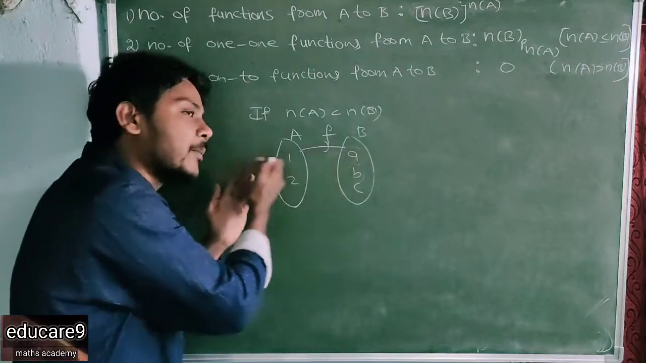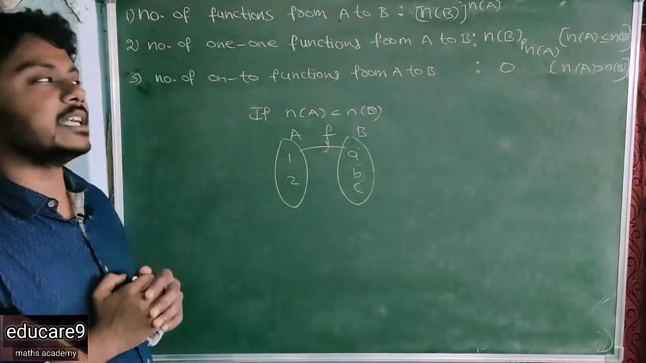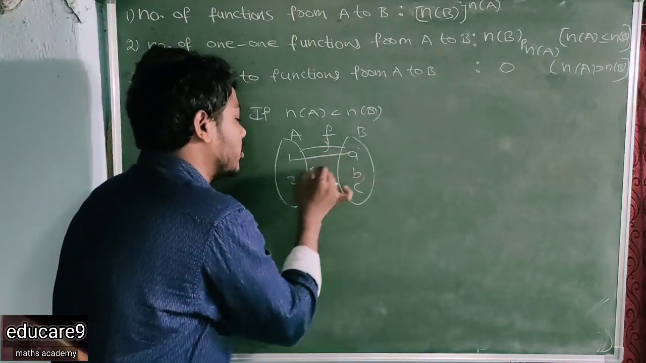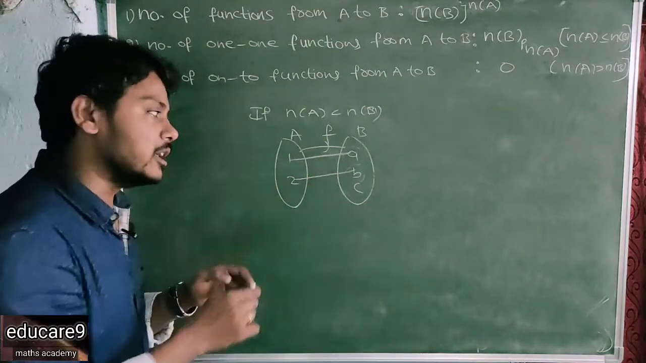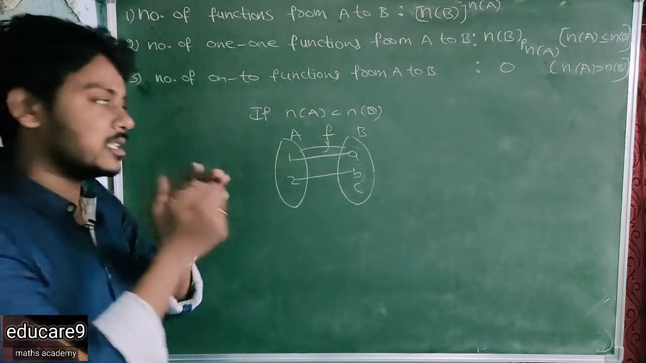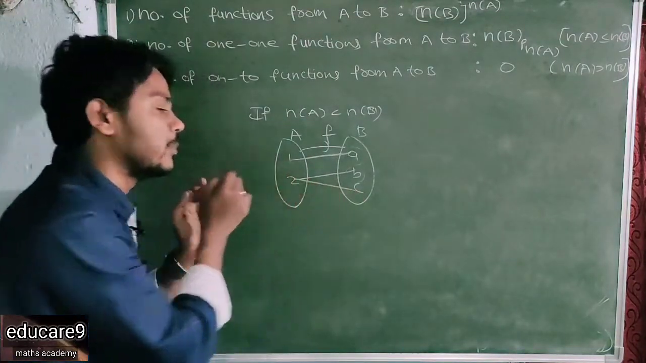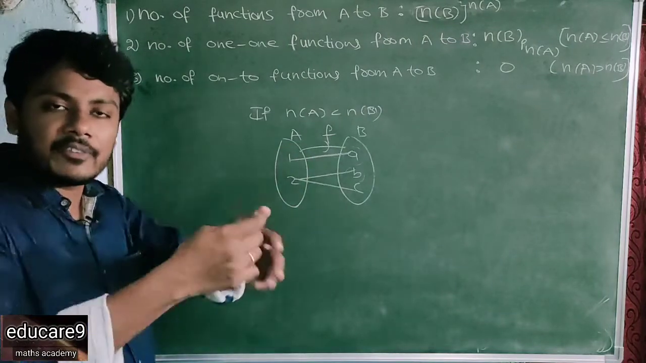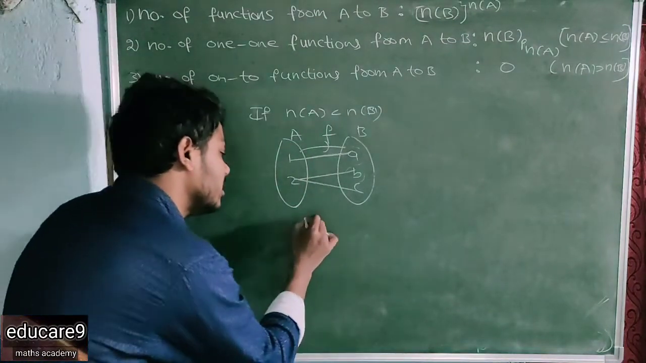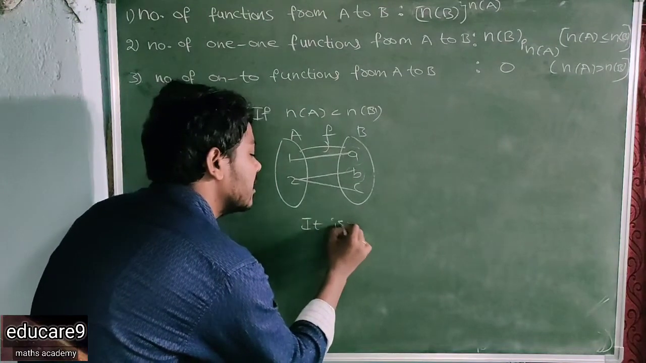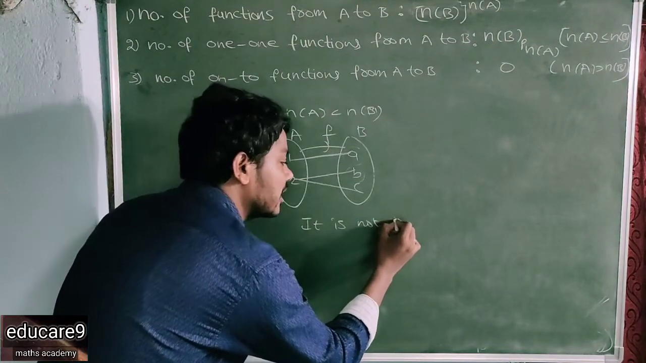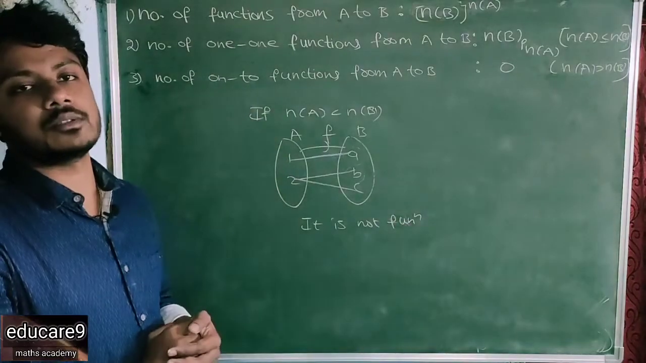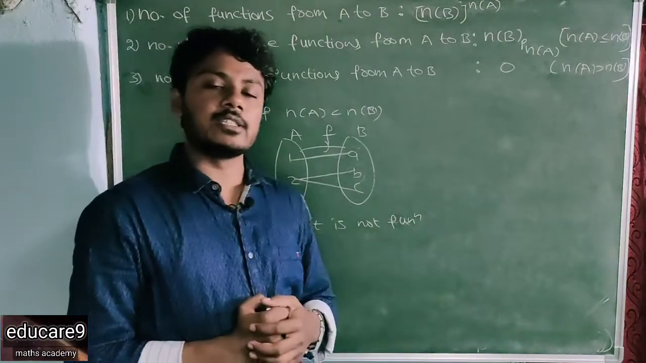If C is also mapped, in that case it is not a function. See here, in the case 1 is mapped to A and 2 is mapped to B, if C also has a preimage, for example 2, then it is not a function. So clearly, it is not onto also. Okay. For the next session we will discuss the problems.